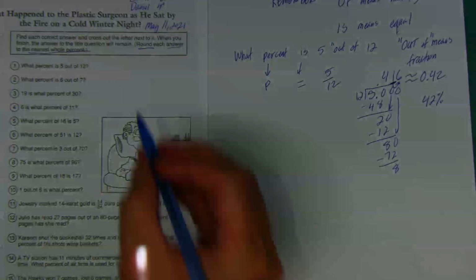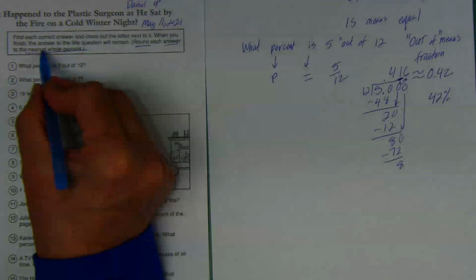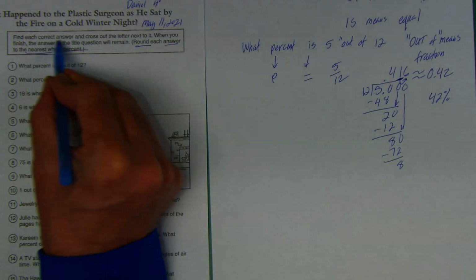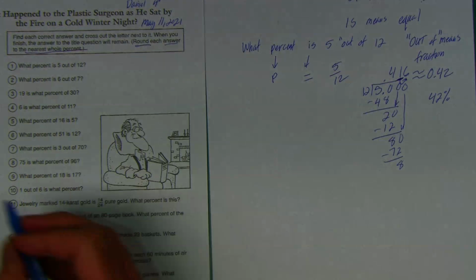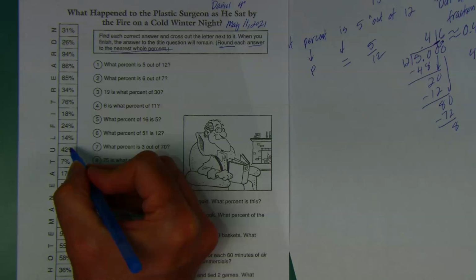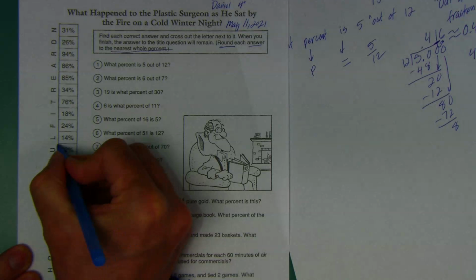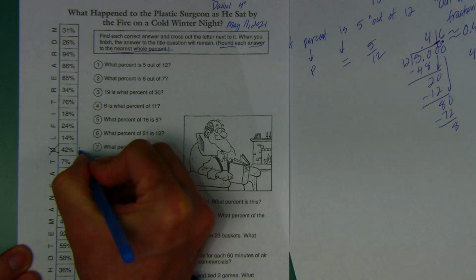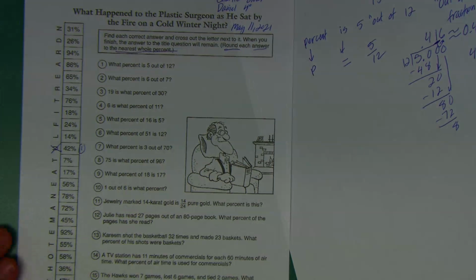So this is 42%. It says when you finish, okay, find each correct answer and cross out the letter next to it. So there's my 42% over here, and I'm going to cross out. And I'm just going to put a little 1 next to that, 42, so I know where that came from. All right, leave myself a trail.